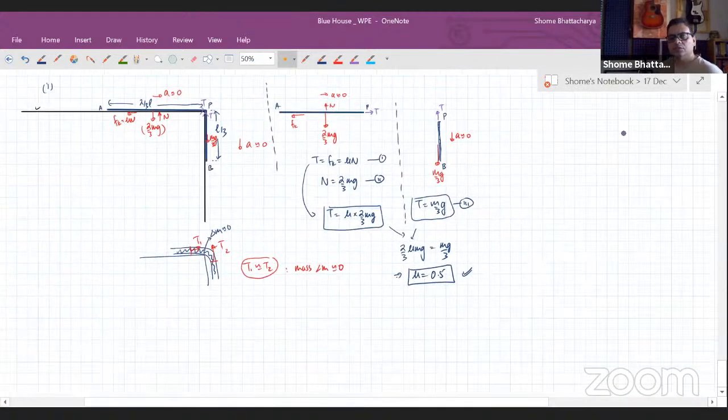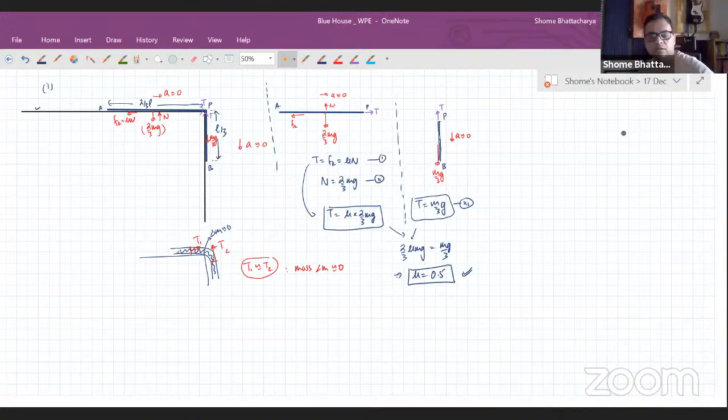Just go through it carefully. This is nothing to do with work energy. This is an application of the concept of friction and free body diagram, limiting friction and free body diagram. It just about starts to slip with L by 3 hanging. That means if I keep more than L by 3 hanging, it will slip with acceleration. If I keep less than L by 3, it will not slip. So when I keep L by 3, the tension is just about enough to balance the limiting friction, and it starts to slip with an acceleration tending to 0.